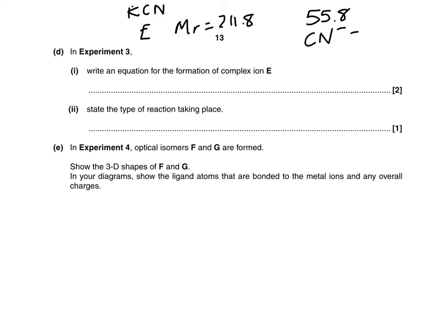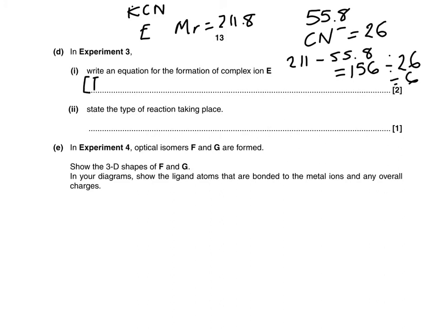And each cyanide ion has a mass of 26. That's 12 plus 14. 211 minus 55.8 gives you the mass of the cyanide ions. We'll just grab a calculator. Which gives us 156. If we divide that by 26, that gives us 6. So we know we have 6 cyanide ions present.